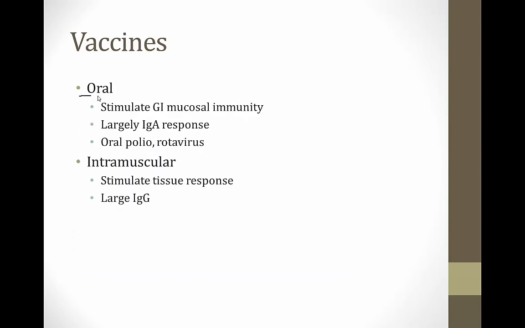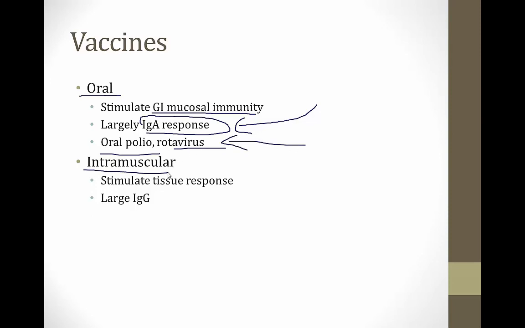If you give a vaccine orally, you will stimulate the GI mucosal immune system, and this will generate a largely IgA response. And this is useful for pathogens that get into the body through the GI tract. So for example, there are oral polio and rotavirus vaccines, and this makes sense because you stimulate lots of IgA antibodies in the GI tract, and as a result, these bugs can never get into the body. If you give a vaccine intramuscularly, you will stimulate a tissue response. This tends to be largely IgG.